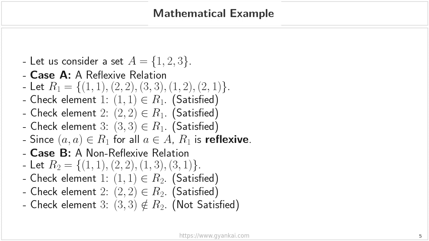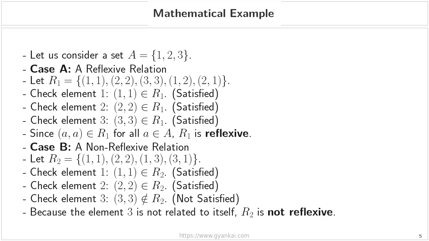However, when we check element 3, we find that the pair (3,3) is not in R2. Because the element 3 is not related to itself, the condition for reflexivity is broken. Therefore, R2 is not a reflexive relation. Keep this distinction in mind, as it leads us directly into the next slide, where we will discuss some common mistakes students often make when identifying these relations.